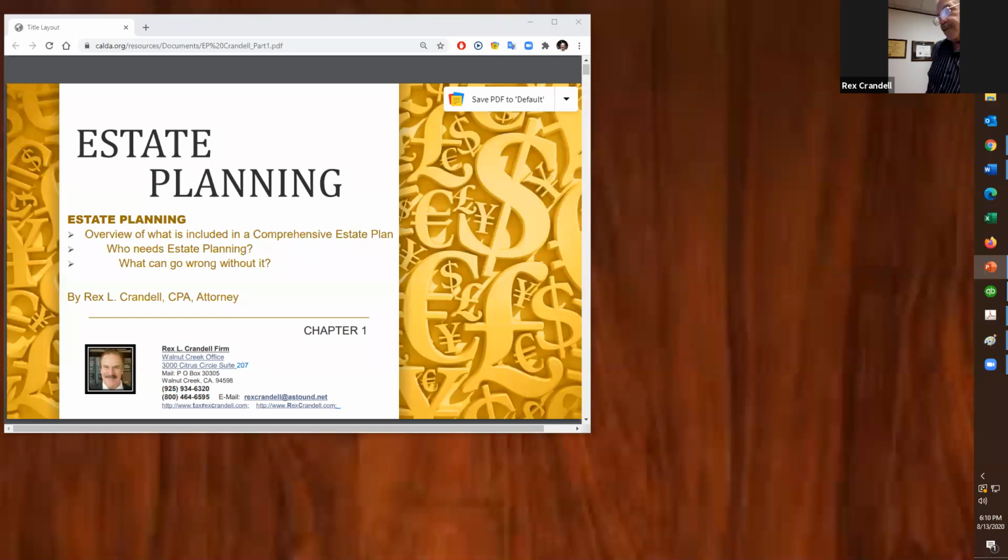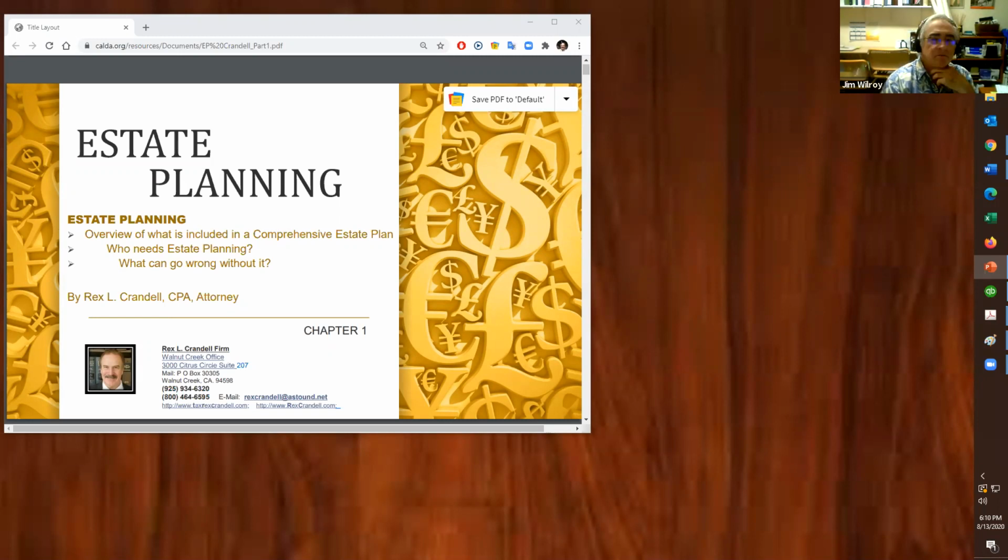So the 4 documents that I normally include for comprehensive estate planning are a revocable trust. And when I'm working with a family, a couple, we have 1 trust when we start, and we do 2 pour-over wills.